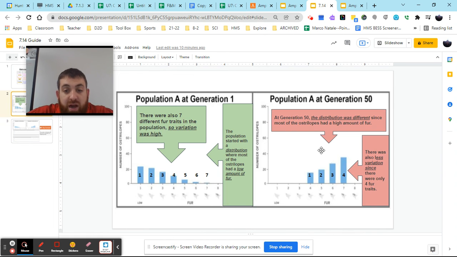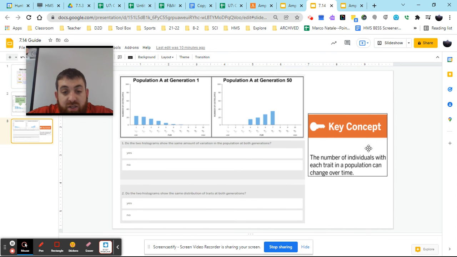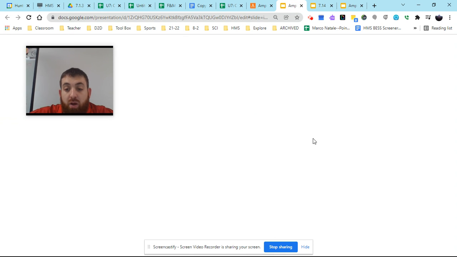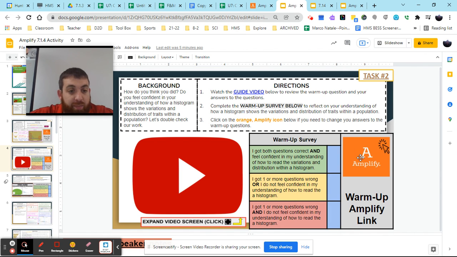Now that we've broken it down, explained the key concept, and compared our 2 histograms, if you feel you got the questions right, awesome, great job. Go back to the survey. If you feel you got them incorrect, still go back to the survey and complete it, but we can also fix our answers by clicking the amplify icon. If you have questions, make sure you reach out.